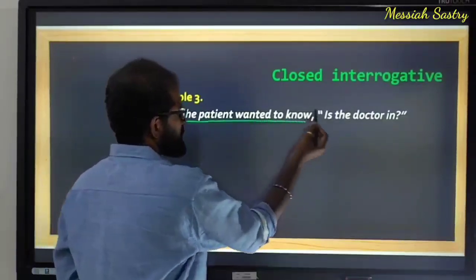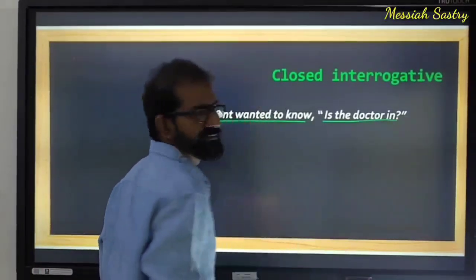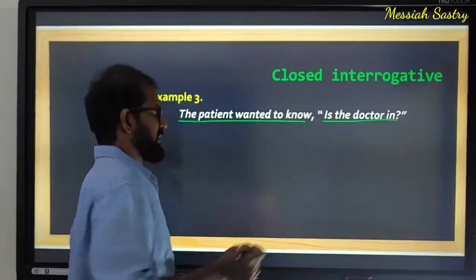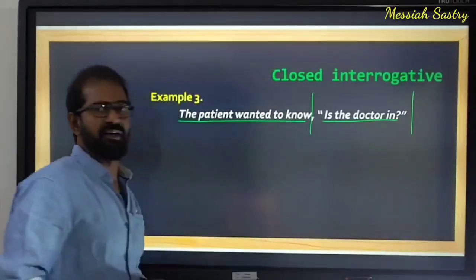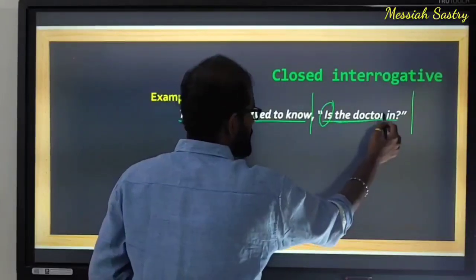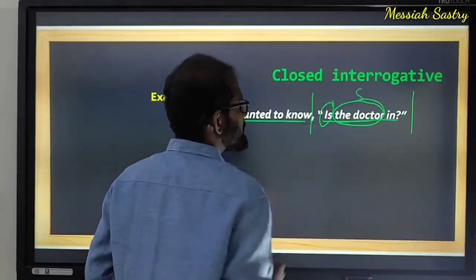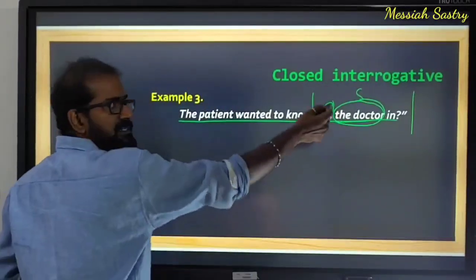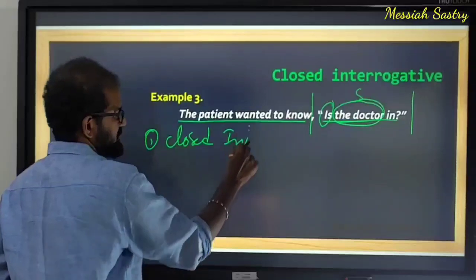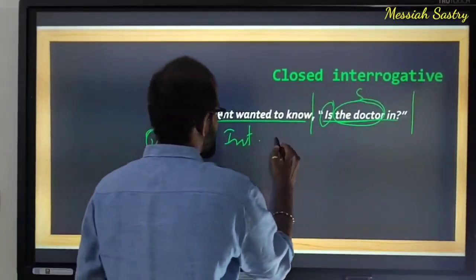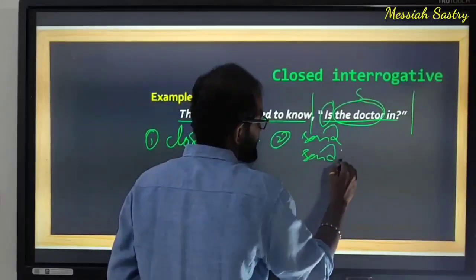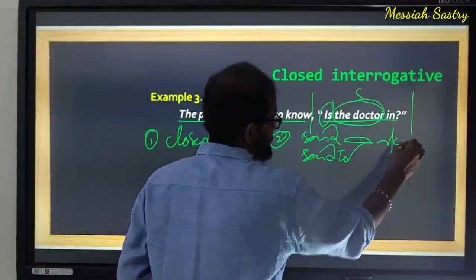The patient wanted to know, is the doctor in? So what is the reported clause? The sentence in inverted commas. Is the doctor in? That is the reported clause. What kind of sentence? Is is a helping verb. The doctor is a noun, that's the subject. So helping verb plus subject, so it is a closed interrogative sentence. If it is a closed interrogative sentence, second point, said or said to changes to asked.